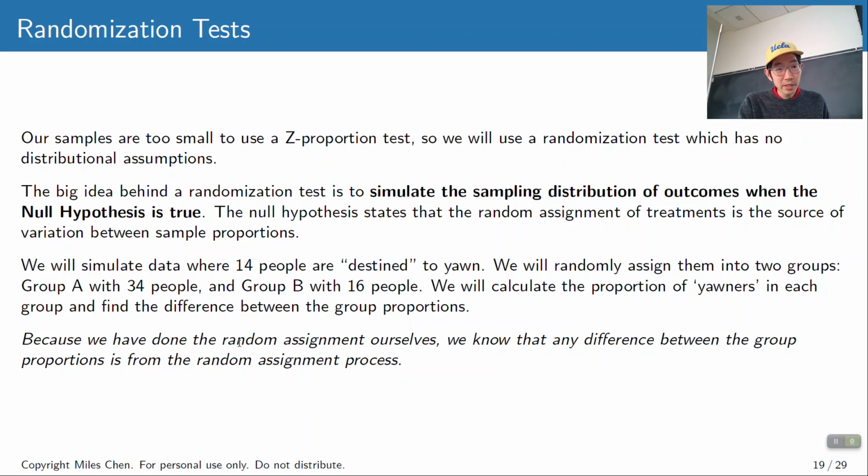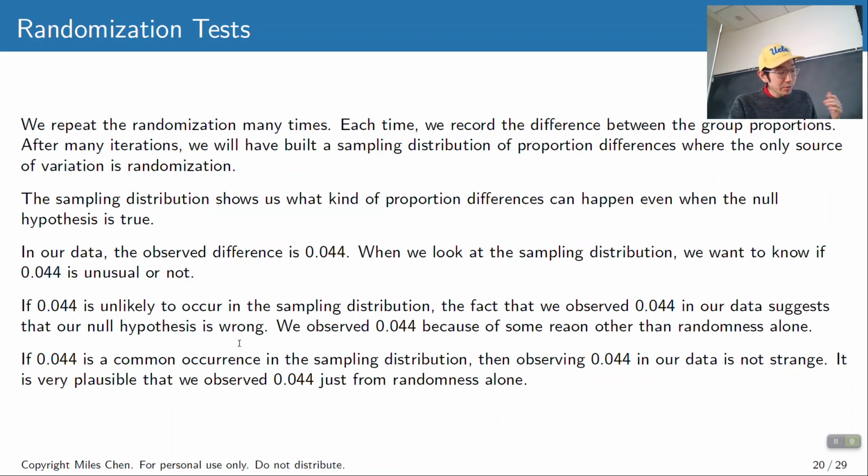And so we're going to do that. And then we're going to repeat this a whole bunch of times. Every single time I repeat this, I'm going to calculate the proportion in group A that yawn, calculate the proportion in group B that yawn, and calculate that difference. And after a whole bunch of iterations, if we keep track of them, we'll have the sampling distribution for all of the different proportion differences that we can get where randomization is the only source of variation, right?